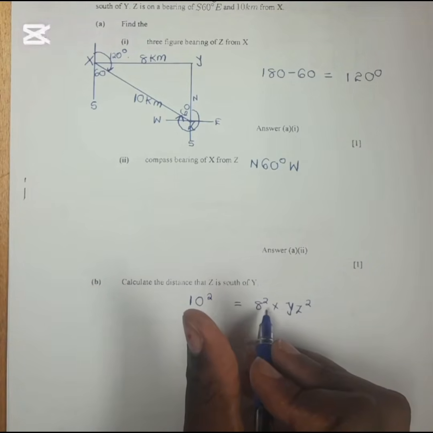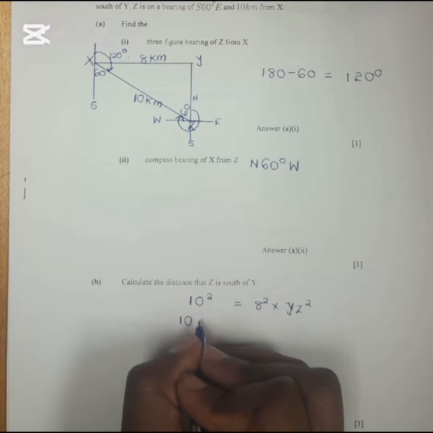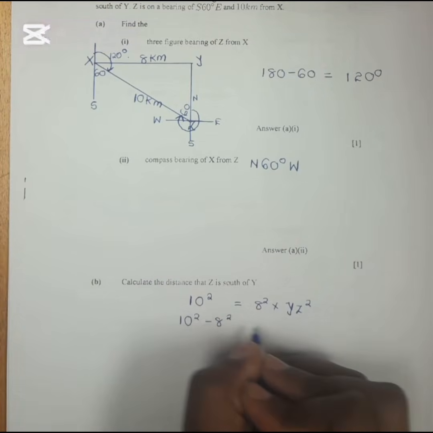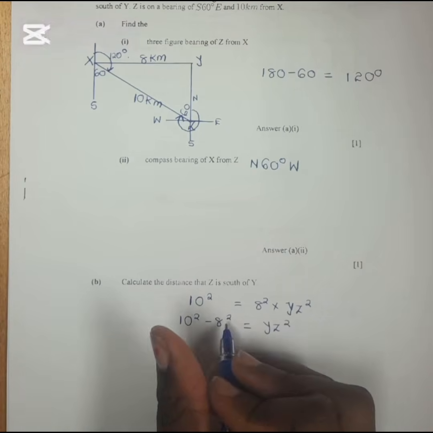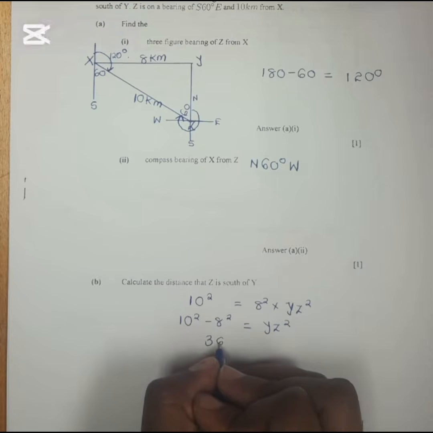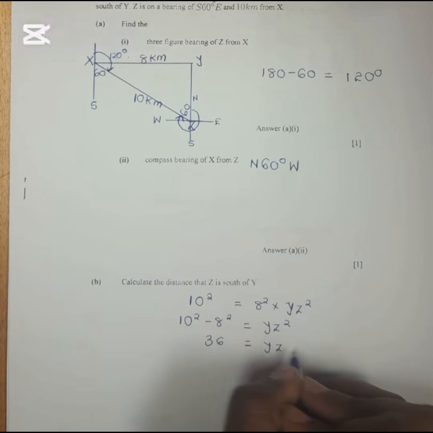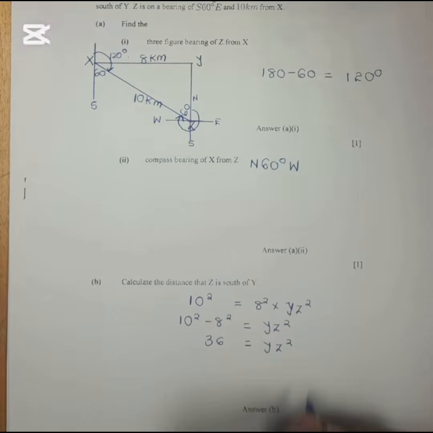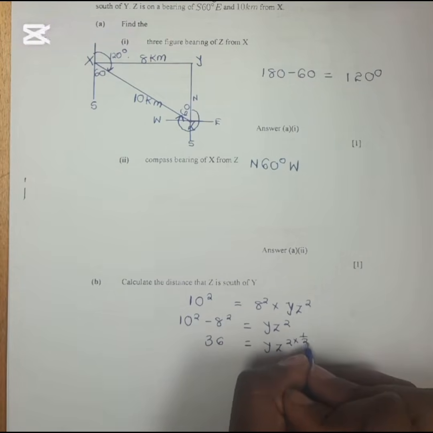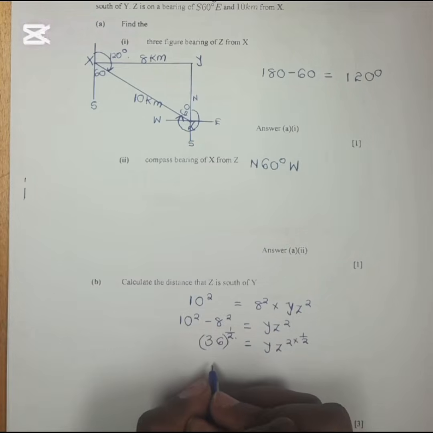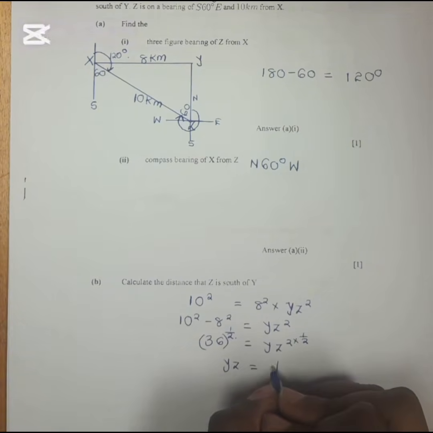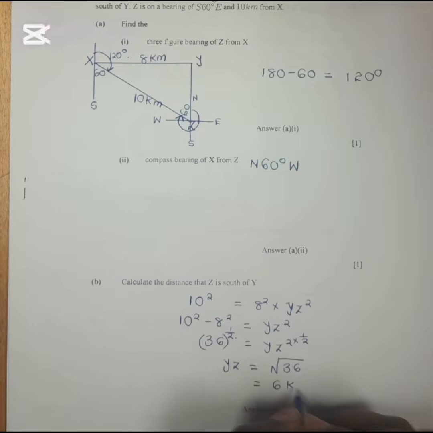We are going to shift this 8 squared to the other side. It is going to be subtracted. This is equal to yz squared. And then 100 minus 64, we get 36, which equals yz squared. And then we now want to find yz. We multiply both sides by the power of half. And then we say yz is equal to the square root of 36, which is equal to 6 kilometers.